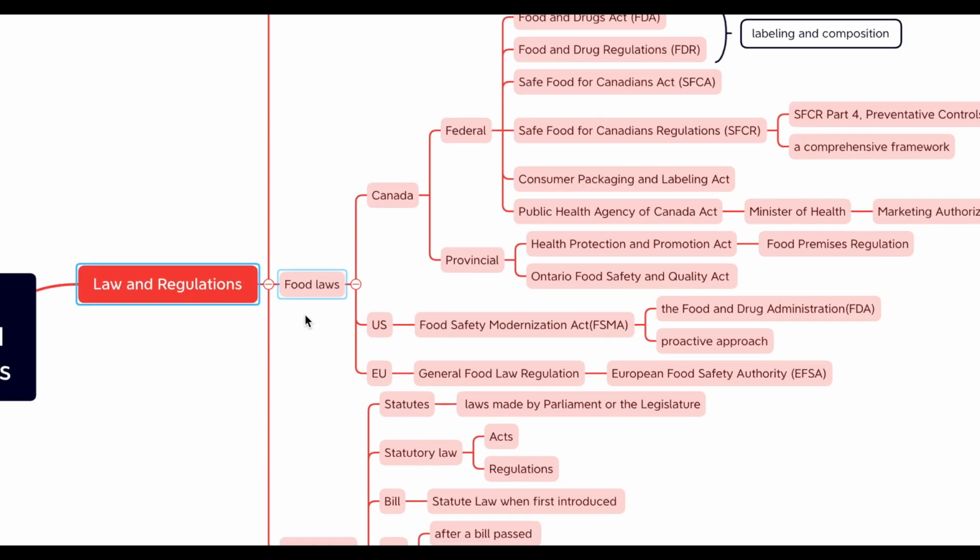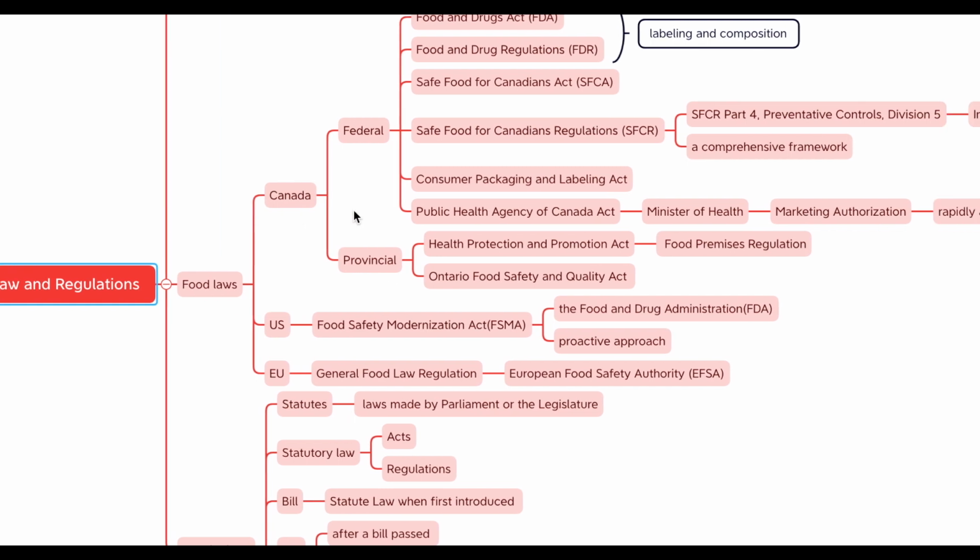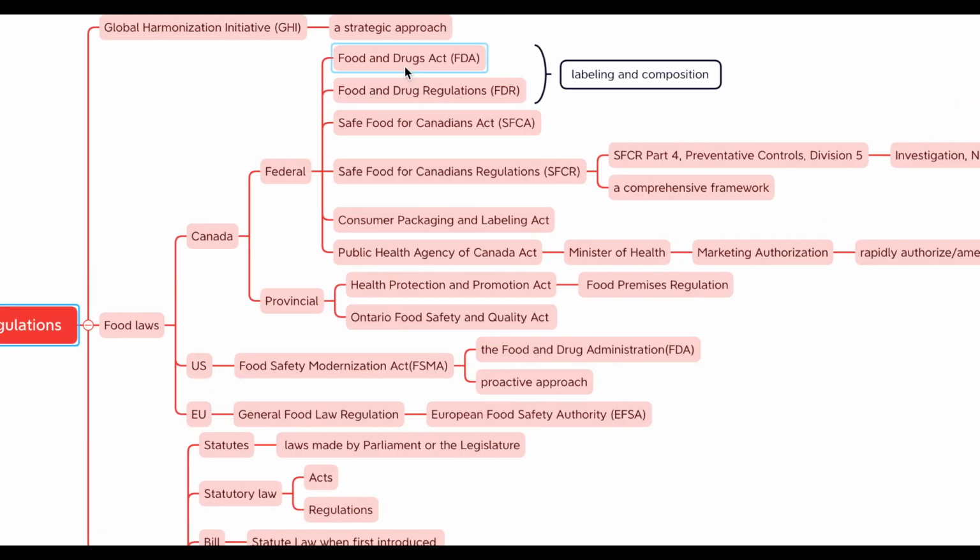Then, let's look at food laws. What is a food law? A food law is a set of rules governing food production, distribution, consumption. It's like a rule book for the food industry, aiming to protect consumers, ensure fair trade practices, and reduce the risk of unsafe food. And we should remember that food laws don't guarantee safe food, but they do help to minimize the risk.